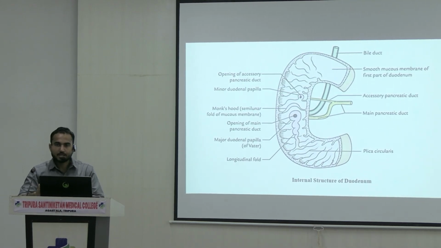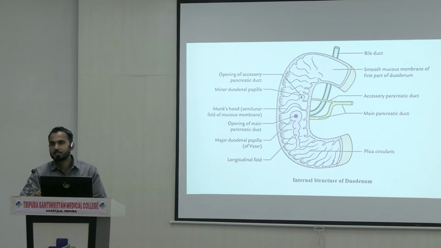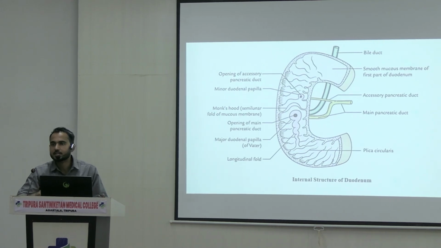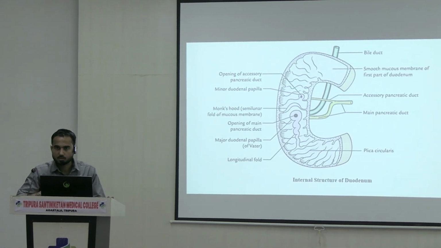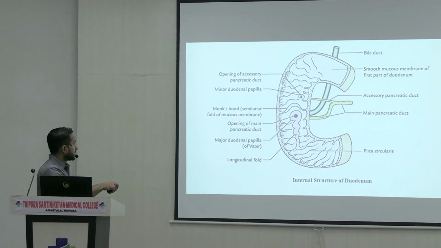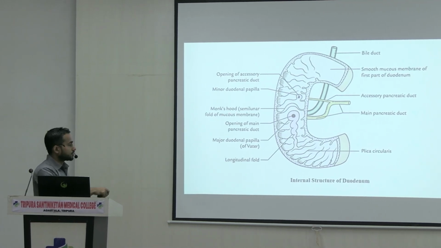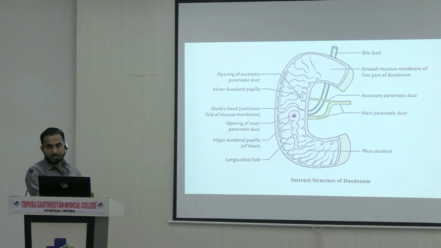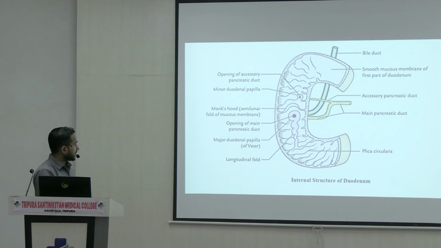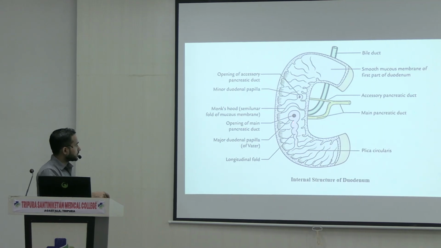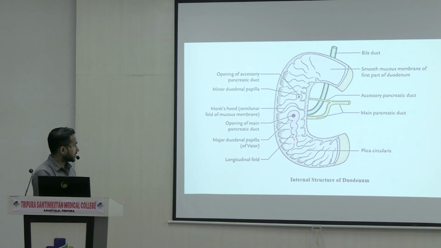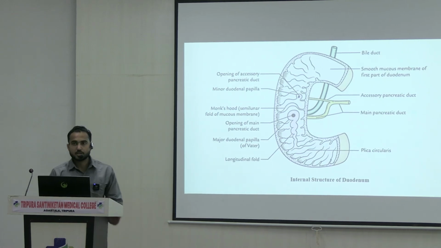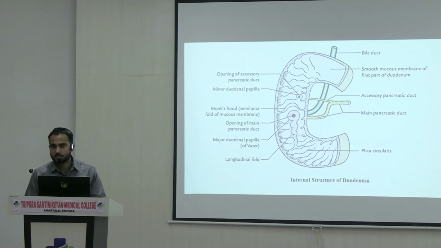Okay, here the fold is not circular, it is semicircular. That's why it is also called plica semicircularis, or monk's hood, which is a semilunar fold of mucous membrane. Next, if you go below the major duodenal papilla, as you can see over here, the mucosal fold there is longitudinal in nature. See the fold, it is longitudinal in nature. That's why it is called plica longitudinalis.